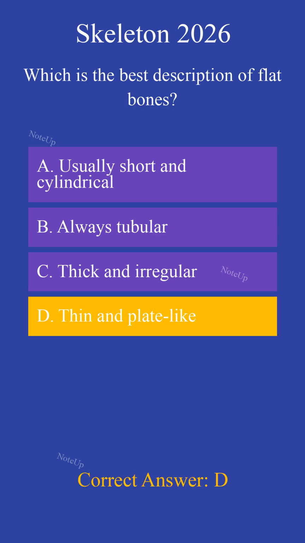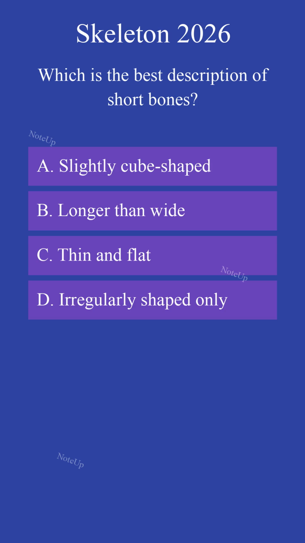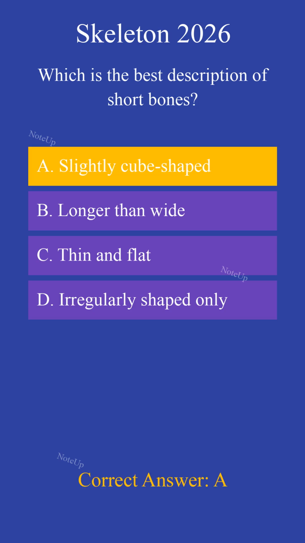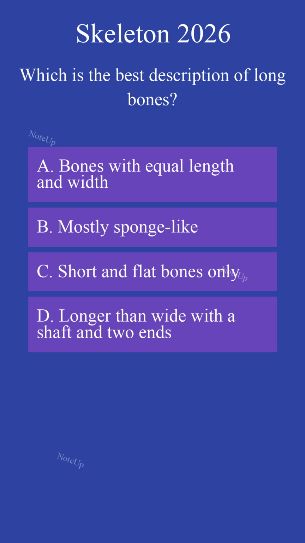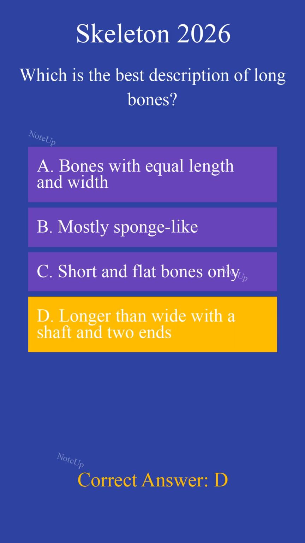The correct answer is D, thin and plate-like. Which is the best description of short bones? The correct answer is A, slightly cube-shaped. Which is the best description of long bones? The correct answer is D, longer than wide with a shaft and two ends.